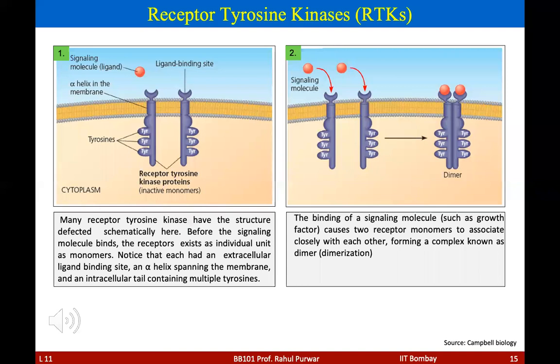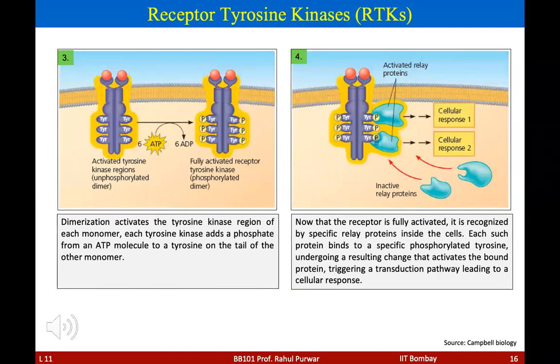Once these growth factors bind, they cause two receptor monomers to associate closely with each other, forming a complex known as a dimer. That process is called dimerization. So how RTK works, if it comes in an exam: RTK works when the signaling molecule binds to the extracellular ligand binding site of the receptor. The receptor is a monomer, and this induces dimerization. That will ultimately induce the final signal transduction pathway.